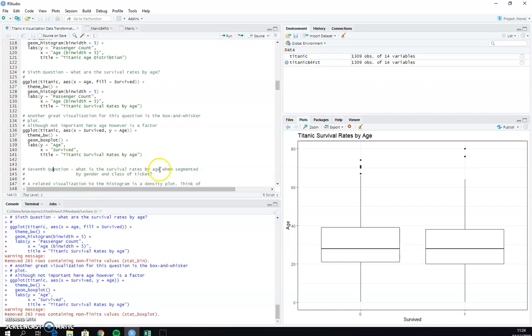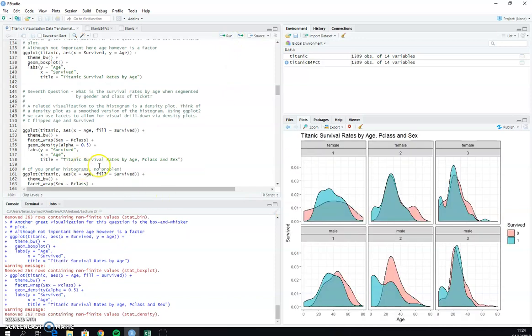Seventh question, what is the survival rate by age when segmented by gender and class? And this is where perhaps some of the detail can be broken down. Now, this is giving us a density distribution. It's useful. It would appear that for first class males, survivorship was quite good, but then for the females, it wasn't that good for first class in comparison to those who drowned. Again, for second class, the youngsters seem to have done better. And in third class, the youngsters seem to have done better compared to their peers. So that is giving us some kind of initial indication.